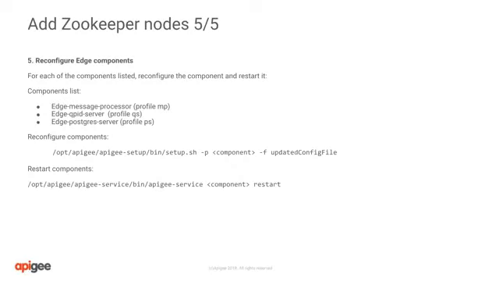Once the Zookeeper nodes have restarted, each of the edge components must also be reconfigured and restarted. The profiles for each component are shown. Router is R, Message Processor, MP, Qpid Server, QS, and finally the Postgres Server, PS. The components should be restarted serially in order to prevent any service interruption.